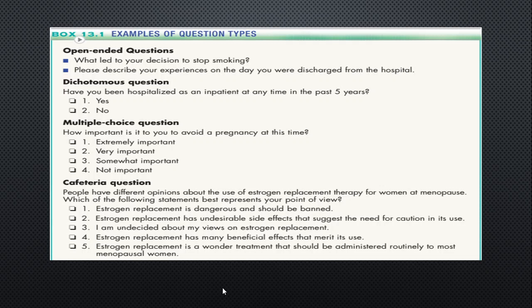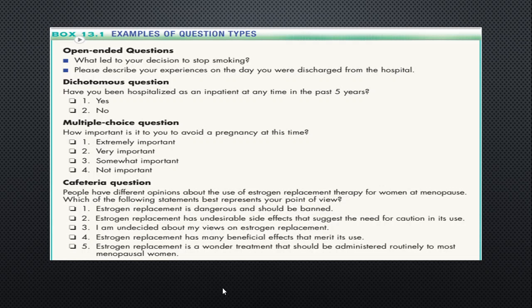That is answerable by yes or no. Or multiple choice questions. How important is it to you to avoid a pregnancy at this time? It is extremely important, very important, somehow important, or not important at all.